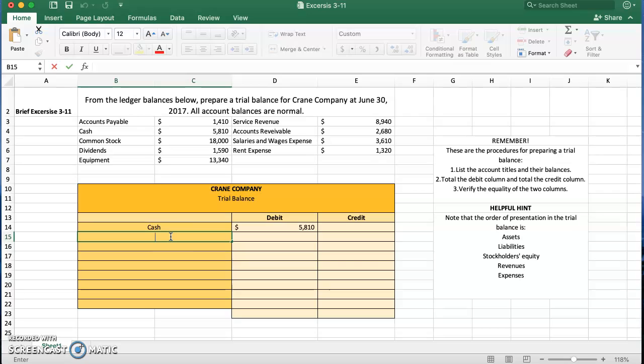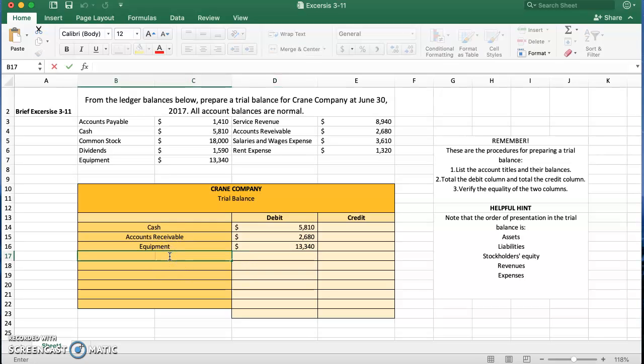The second input is going to be accounts receivable. And that's also in the debit column, which is over here, $2,680. The next one is equipment, which is also in debit, $13,340. And that looks like that's all of our assets.